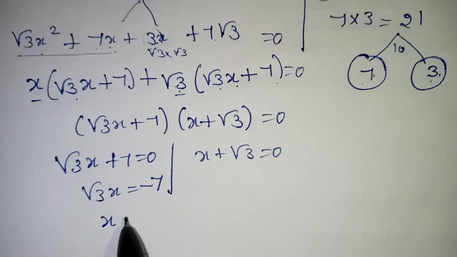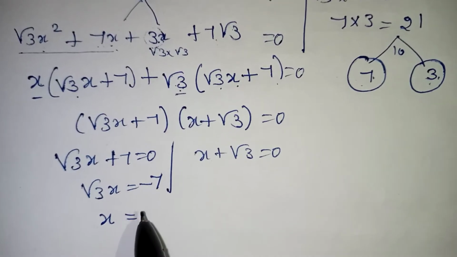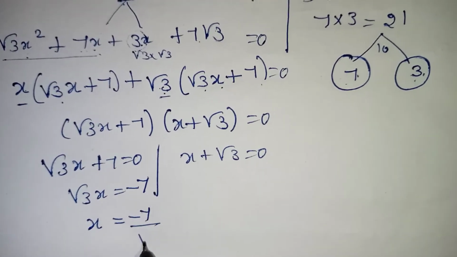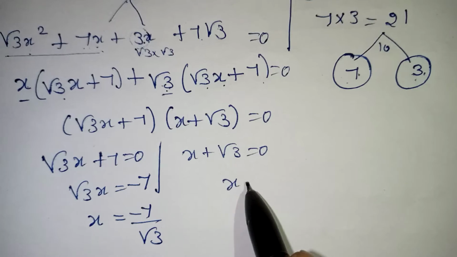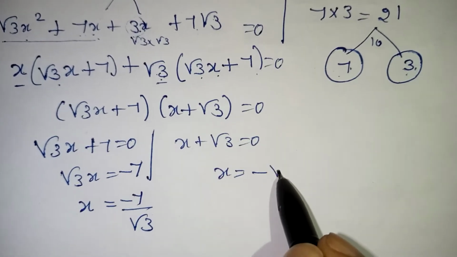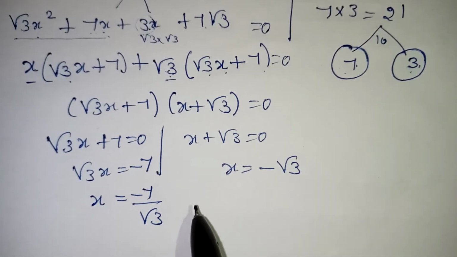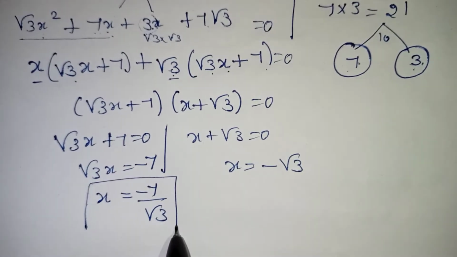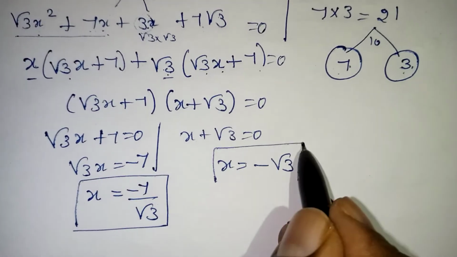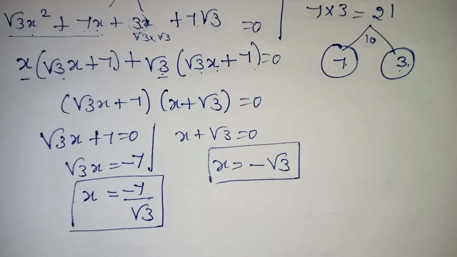x is equal to minus 7 divided by root 3, because the multiplication of root 3, if you take it to the other side, will be division by root 3. Now x plus root 3 is equal to 0. If we take it to that side, we are getting minus root 3. Now we are getting the two answers: one is minus 7 by root 3 and the other is minus root 3.